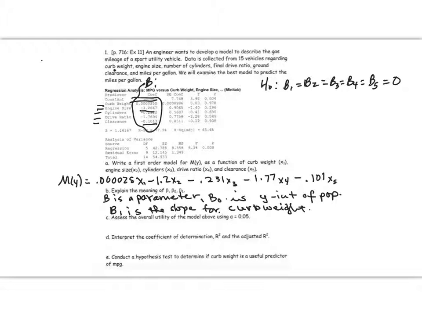Remember from the previous section that when the beta is 0, there's no correlation. When there's no slope, there's no correlation. So that is our null hypothesis. And our alternate hypothesis is that at least one beta is different.